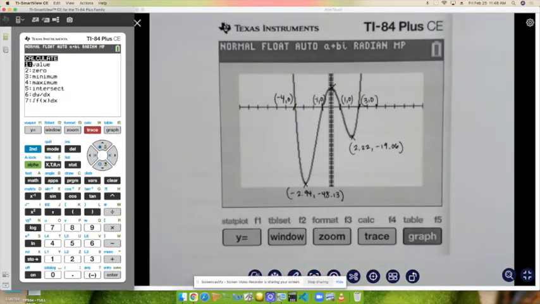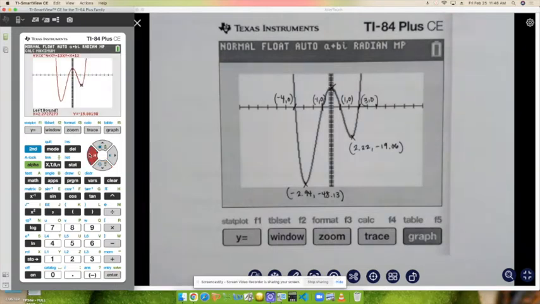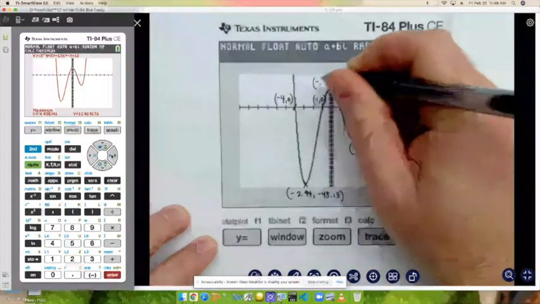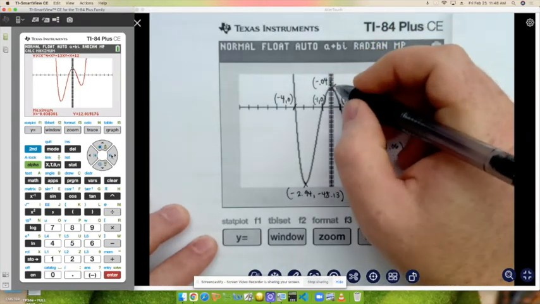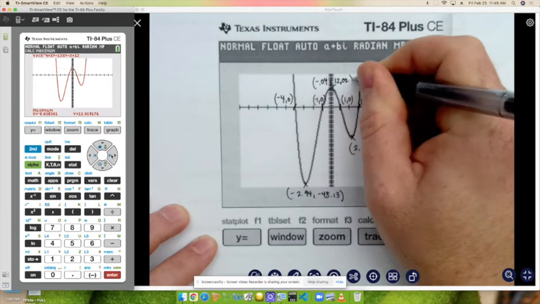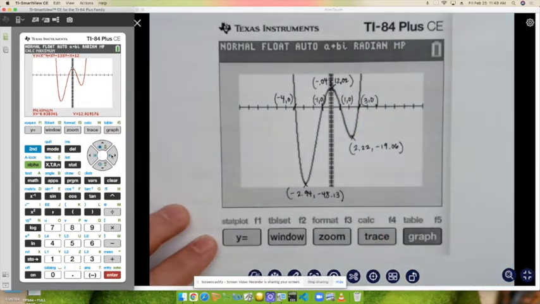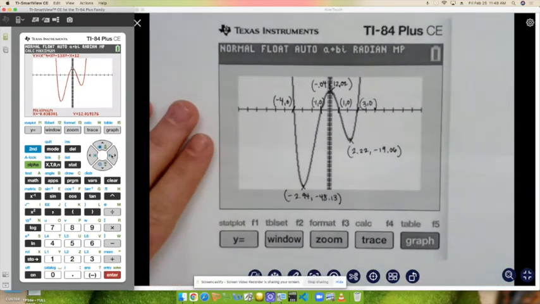There's also a local maximum. Let me go ahead and grab that. My calculator tells me that that maximum is at -0.04, comma, 12.02. All right, so that's everything we're going to need in order to answer all of these questions.